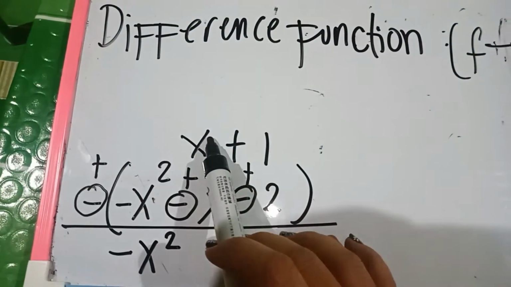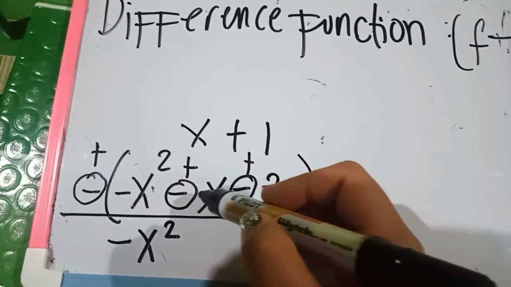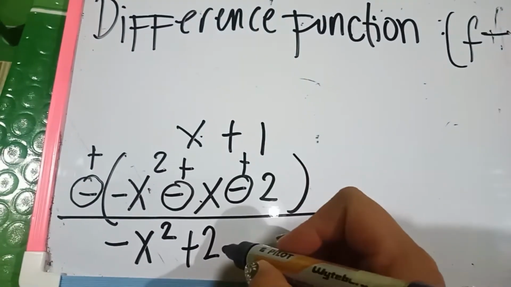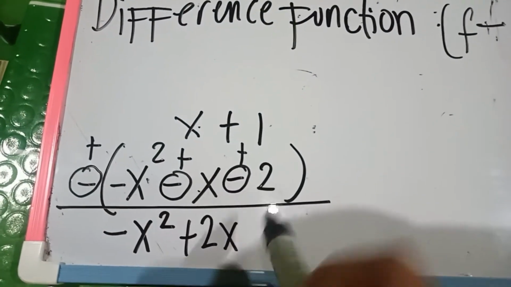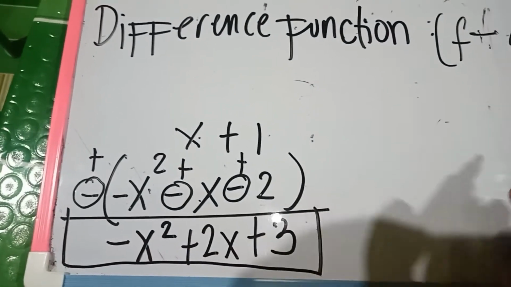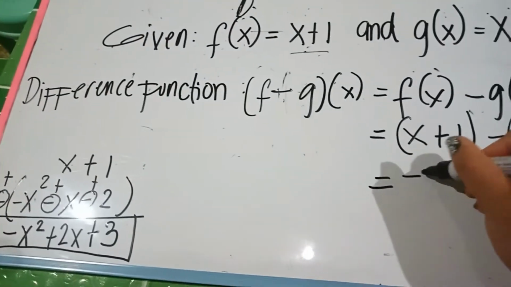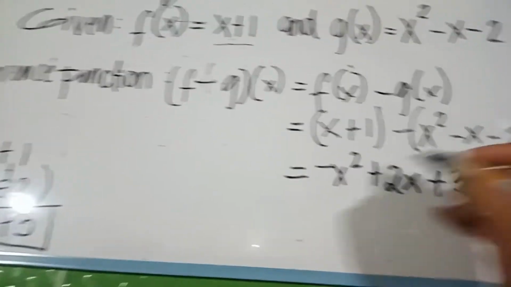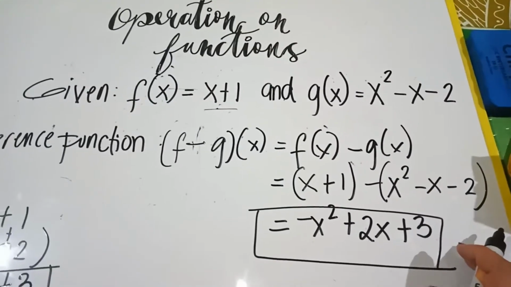And then, positive x plus positive x. Di ba may invisible 1 dyan? So, 1 plus 1 is equal to 2. And then, the common variable is x, kaya 2x. Next, positive 1 plus positive 2 is equal to plus 3. So, this is now the final answer for the difference function. Transfer na natin. We have negative x squared plus 2x plus 3. This is now the final answer for the difference function.